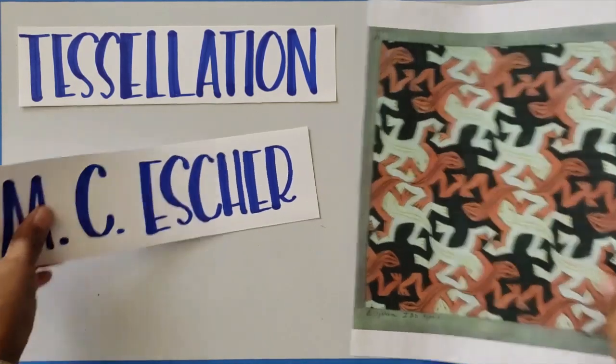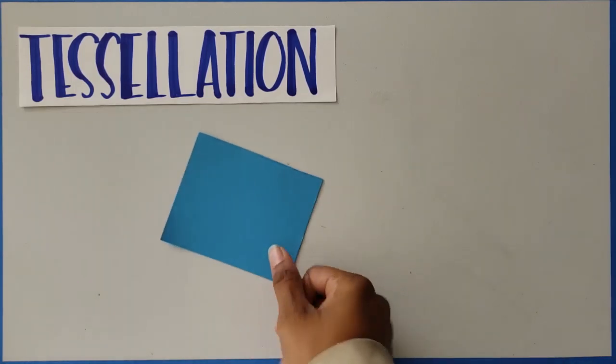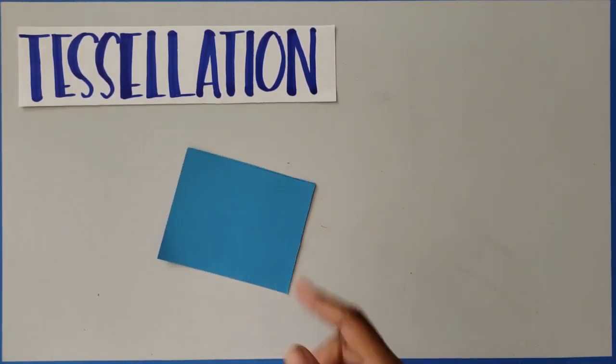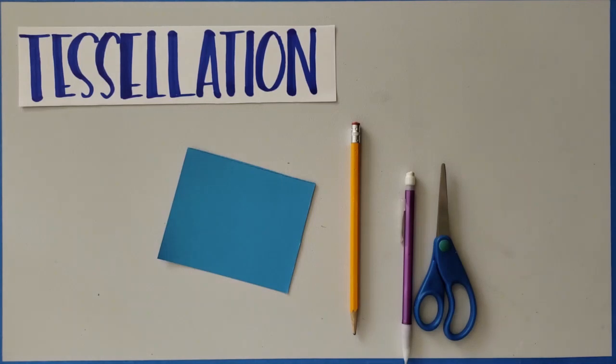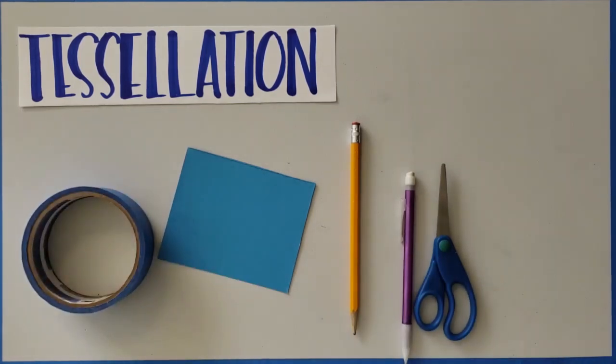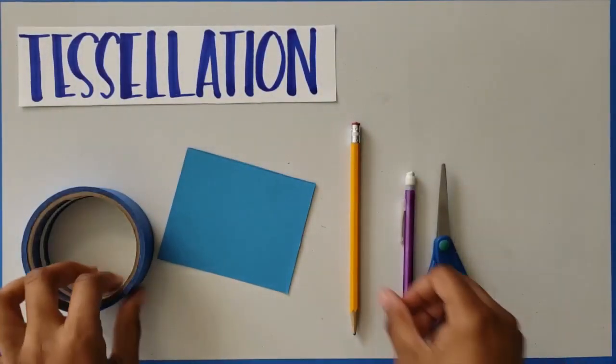So for our project today, you'll need an index card or a small piece of cardstock. Here I've just cut a square shape. It could be a rectangle, that's fine. You definitely need a pencil, one with a good eraser if you can find it. You'll need some scissors, you'll need tape, and then you'll need a piece of drawing paper. So I'll put this to the side until we need it.